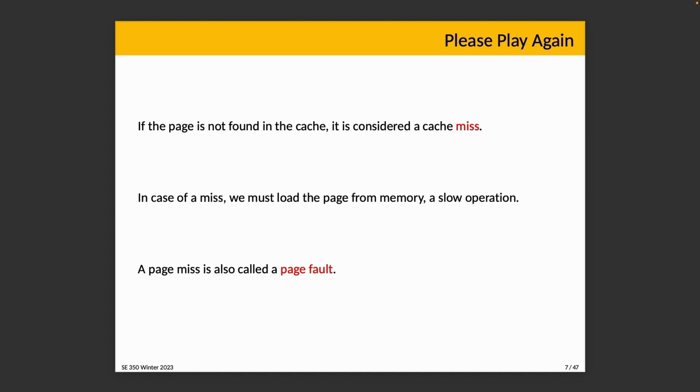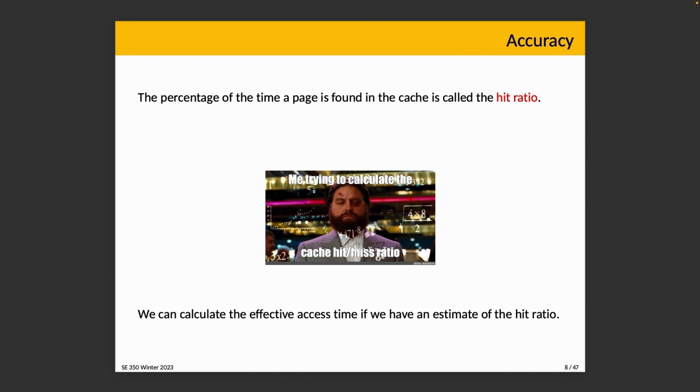We should also note that typically when we are retrieving data from main memory, we're going to put it in cache on its way to the CPU in case we need it again in the future, which maybe we would. And the percentage of time that a page is found in the cache is called the hit ratio. The hit ratio is exactly what it sounds like. It's just a way of saying the percentage of pages found in the cache.